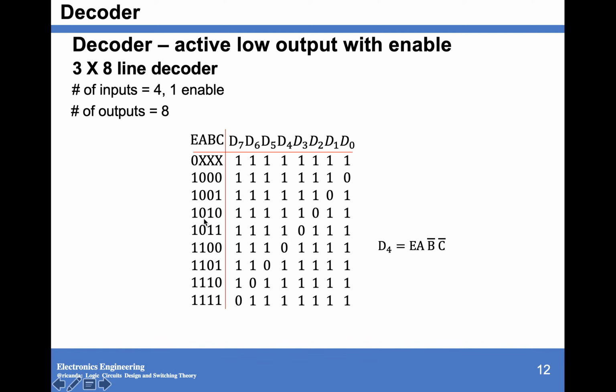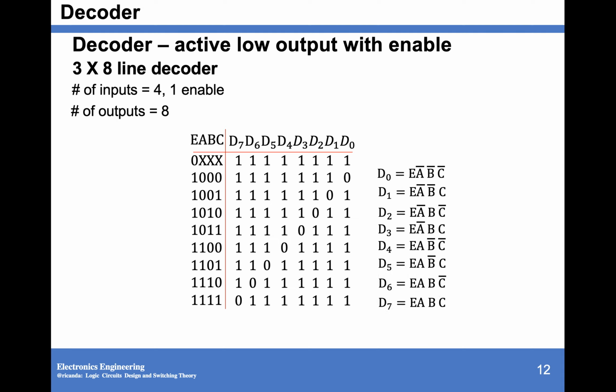If you have 010, that is 2, D2 is 0. If you have 011, D3 is 0. Then if you have 111, that is D7 is 0. This is only when your E or your enable equals 1. But if your enable equals 0, whether your input is 0 or 1, you have an output equivalent to 1. So, for D0 expression, D1 expression, D2 expression, D3 expression, that is our D4, D5 expression, D6 expression, D7 expression.